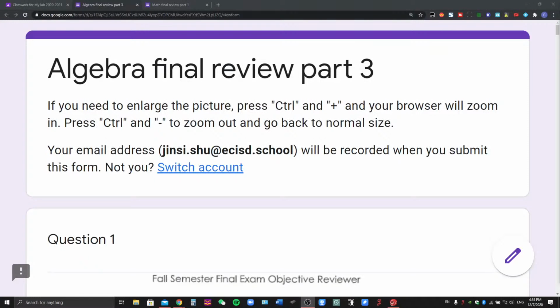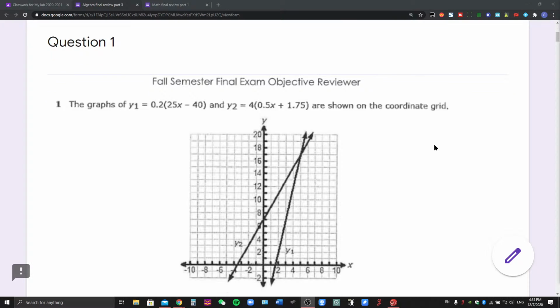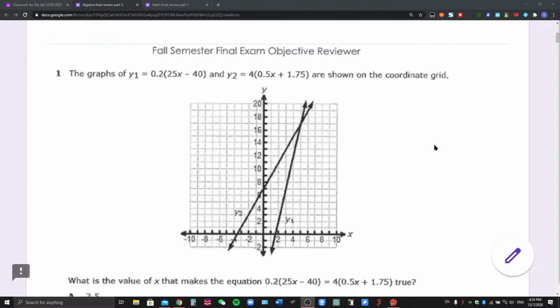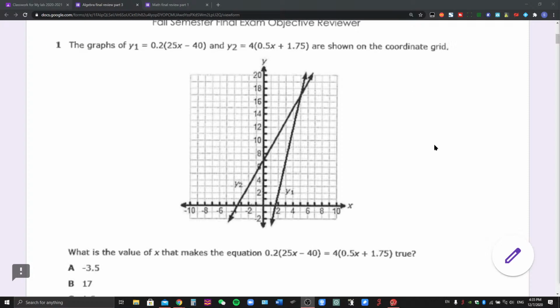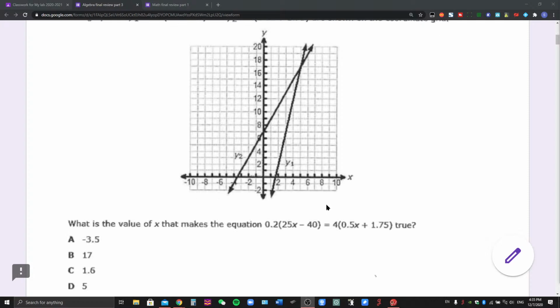All right, let's take a look at part 3 of the algebra final review. First question. The graphs of y1 equals this and y2 equals that are shown on the coordinate grid. So we have two graphs and they represent y1 and y2. What is the value of x that makes the equation, this equals that, true?